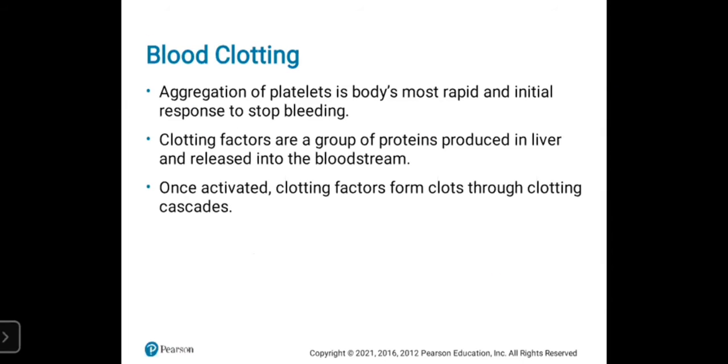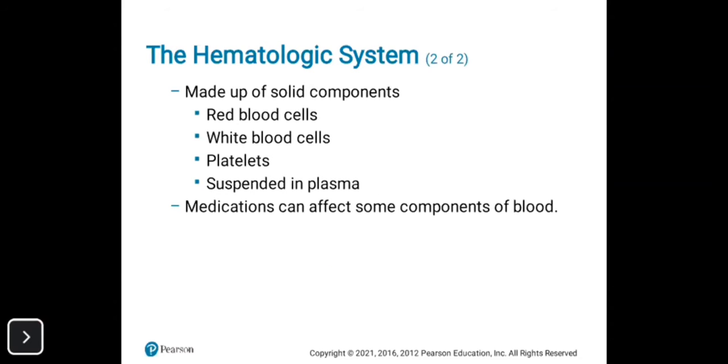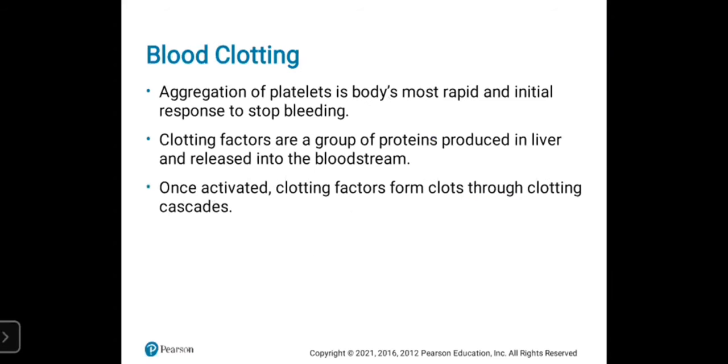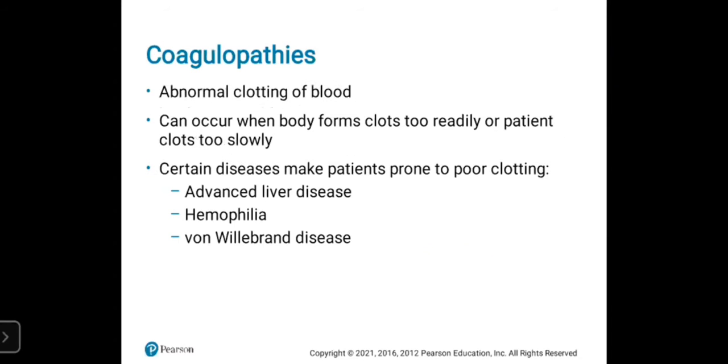Blood clotting. Aggregation of platelets is the body's most rapid and initial response to stop bleeding. Clotting factors are a group of proteins produced in the liver and released into the bloodstream. Once activated, these clotting factors form clots through clotting cascades.